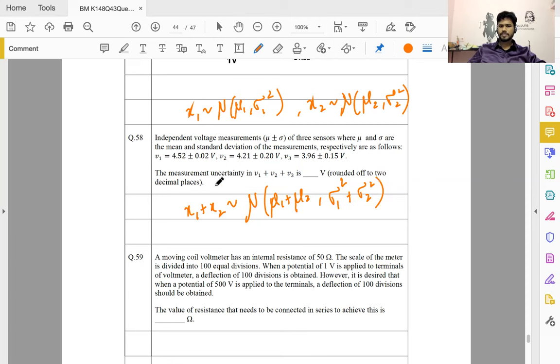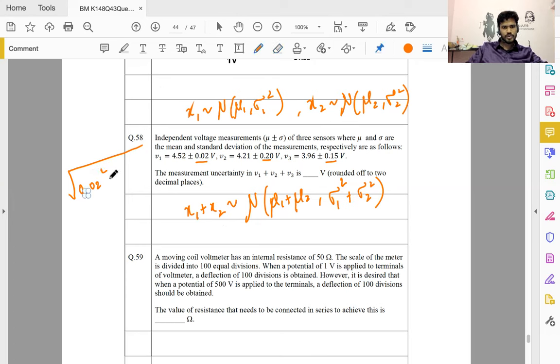Variances are additive. Standard deviations are given. Find the variances, add the variances, then take the square root of that, and you should get the answer. So square root of 0.02 square. So for your two variables, it also holds good. If I add a third variable, it's one more normal with the variance getting added up. So I'm going to presume you follow.